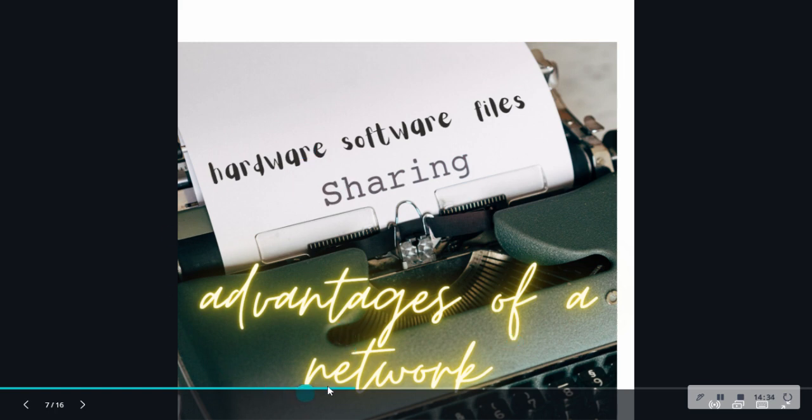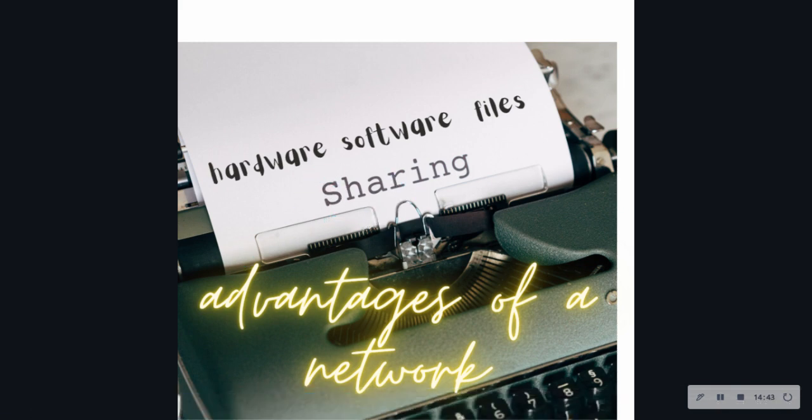Now, what are the advantages of a network? We've looked at a network, we've looked at what a network consists of. The basic advantage of a network, and there is more, but for the sake of the test, we're going to just focus on sharing. Okay, sharing is caring. And the basic three things we're sharing in a network are hardware, software, and files.